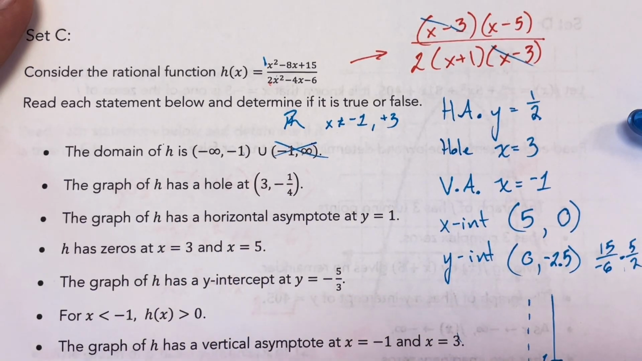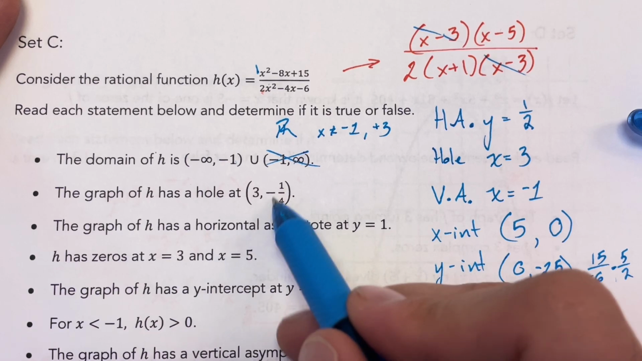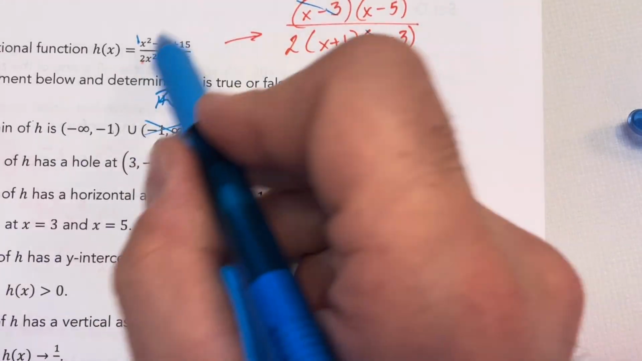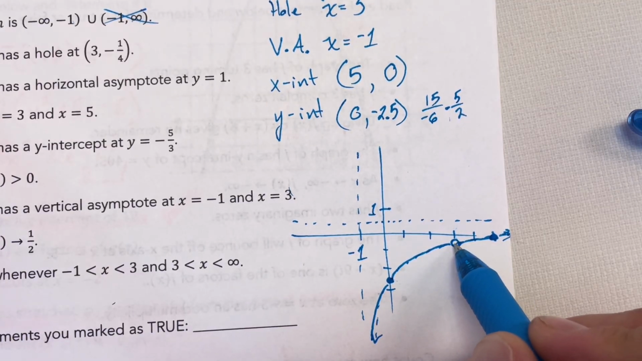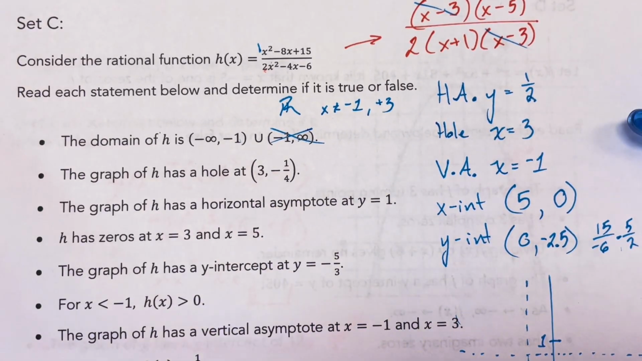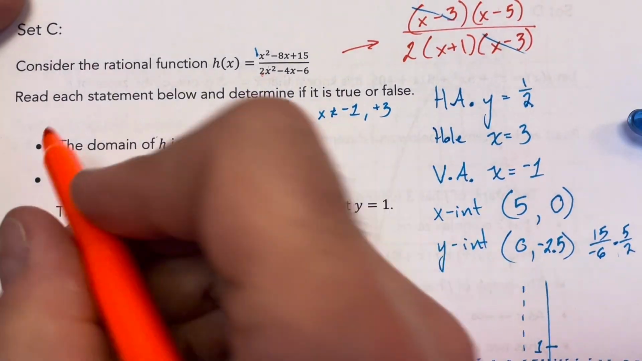That seems to be true. How would we know if it's at -1/4? Well, we could plug values in and see what it's approaching as it gets to either side. At that point, it would be undefined, but yes, that is true. That's where the hole is.